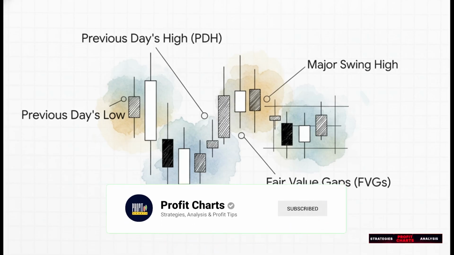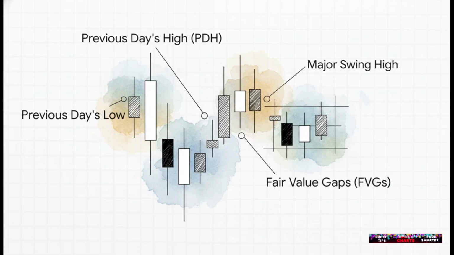So why these spots? Because that's where the liquidity is. That's where all the buy and sell orders are stacked up. And that's where the big institutions are likely making their moves.